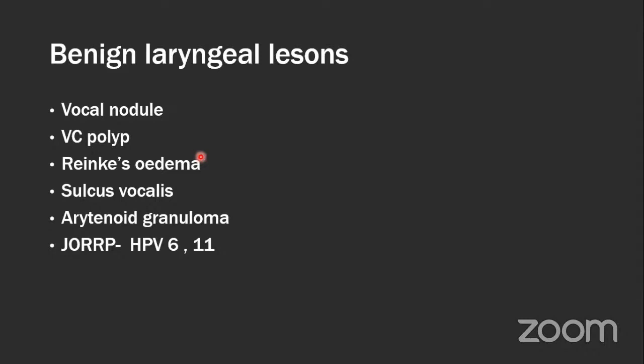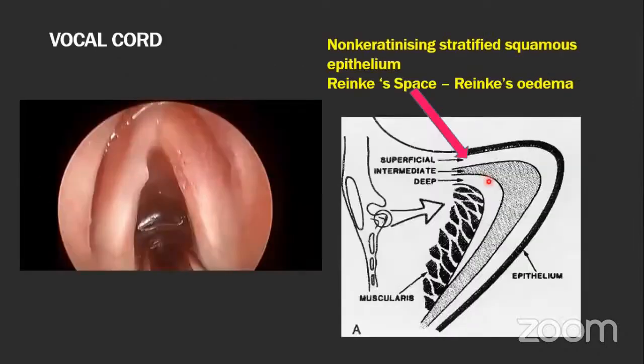Usually in Reinke's edema, the bulk of the vocal cord increases. See here, in Reinke's edema, all the superficial Reinke's space will be filled with edema fluid. So the bulk of this vocal cord will be too much. So what will happen? There will be a low-pitched, hoarse voice. Pitch will be very low and very hoarse also. And in severe cases, sometimes there will be stridor, as the bilateral vocal cords become very bulky. So a low-pitched, hoarse voice and also stridor in severe cases.